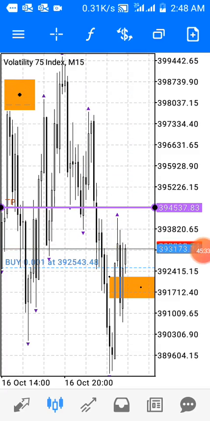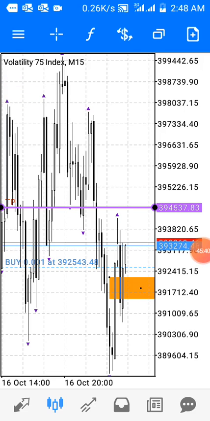Now, place the entry. If it's going to be a buy, place your buy entry. Then place the insurance, which is your first edge trade. Multiply it by 3.